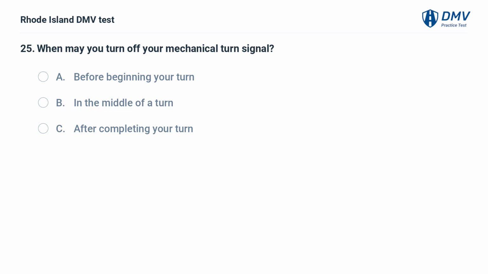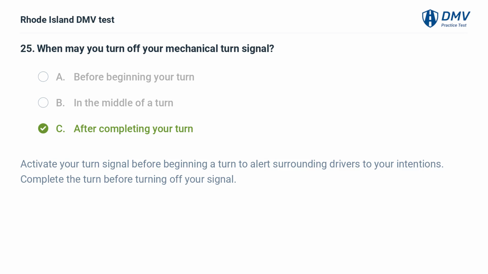When may you turn off your mechanical turn signal? A. Before beginning your turn. B. In the middle of a turn. C. After completing your turn. C. After completing your turn. Activate your turn signal before beginning a turn to alert surrounding drivers to your intentions. Complete the turn before turning off your signal.